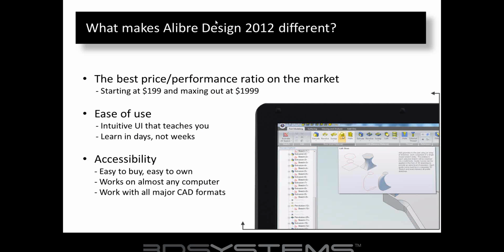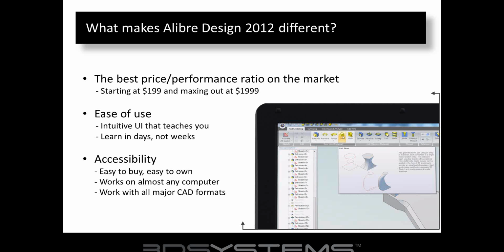What makes Alibre Design 2012 different from other CAD solutions out there? The biggest thing is the price difference, that Alibre Design starts at $199. Our highest tier version of the software is at $1,999. In addition to that, Alibre Design is easy to use, so it's easy to transition from other CAD systems into Alibre Design. It's also easy to pick up if you don't have a CAD background.